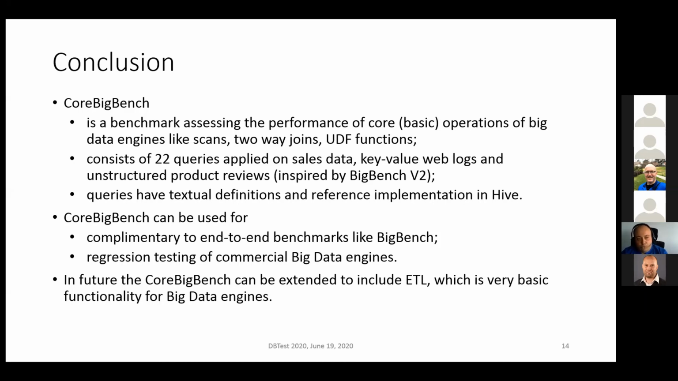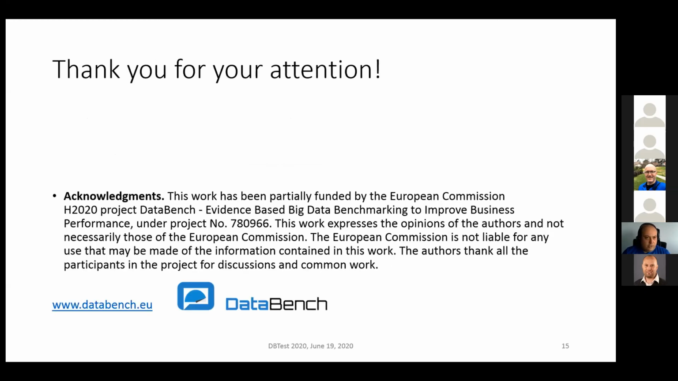And what can CoreBigBench be used for? It is a complementary benchmark to an end-to-end benchmark like BigBench. It can be used in addition to this. And it can be used for regression testing of commercial and open source big data engines. And it can be easily extended. So one possible extension will be to include ETL operations, which are very useful nowadays and are basically part of almost all engines. And I think these are the slides.